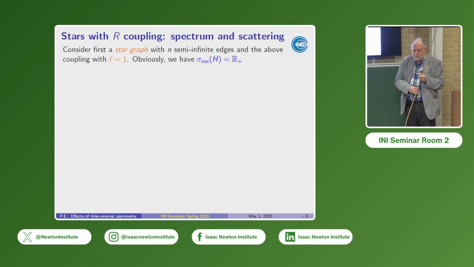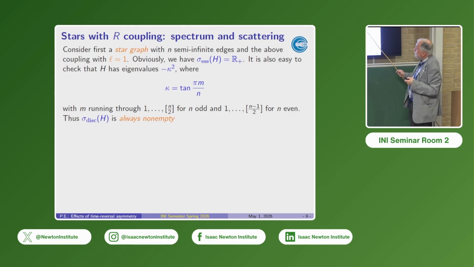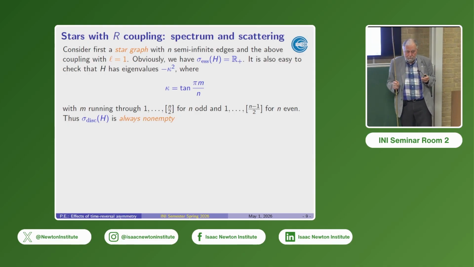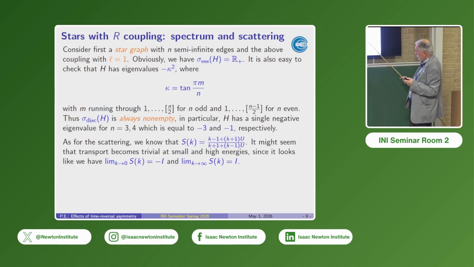Let's consider the simplest graph, that is, a star: an infinite star with half lines connecting at a vertex. The essential spectrum, of course, is the positive half line, but there is always a negative spectrum, unless, of course, you have the trivial case, just a line. It's easy to take the exponential ansatz, put in the boundary condition, and find that there are always negative eigenvalues. In the simplest cases, when n is 3 or 4, you have just one eigenvalue, which is equal to -3 or -1 respectively.